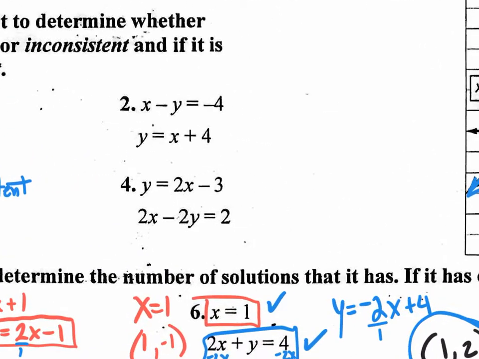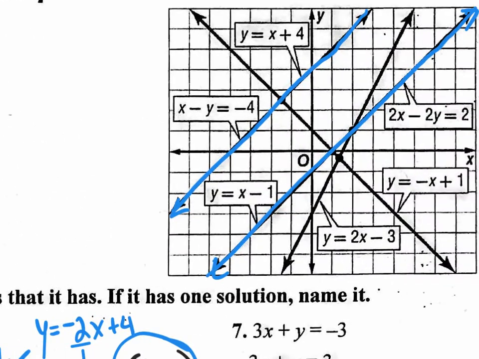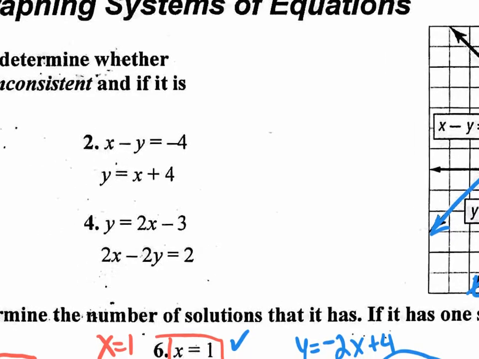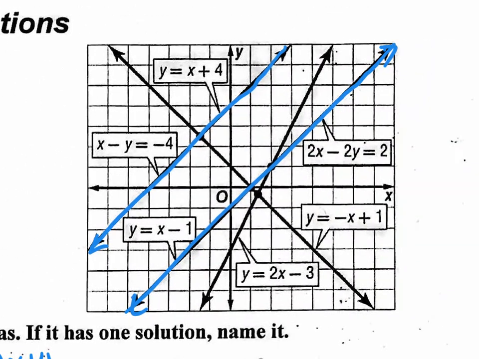So if we take a look at number 2, it says x minus y equals negative 4. And if we look for x minus y equals negative 4, you'll see it's right here. So they're talking about this blue line. And the other one is y equals x plus 4. If you look for the equation y equals x plus 4, it's this one right here, which means it's the same exact line, okay? The equations look different: x minus y equals negative 4, and y equals x plus 4.